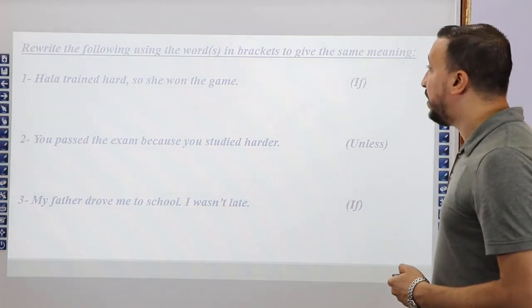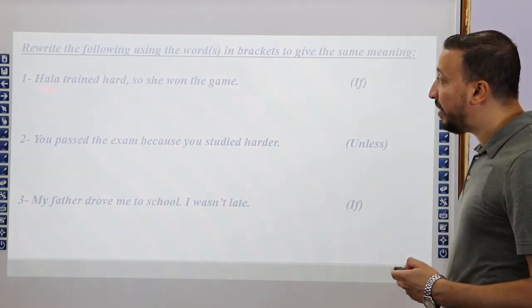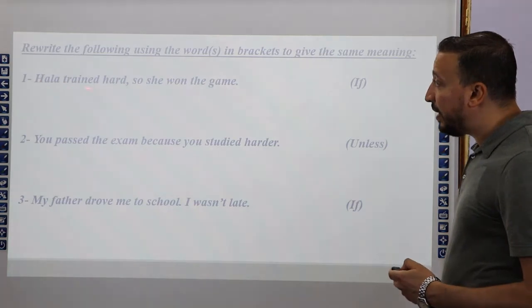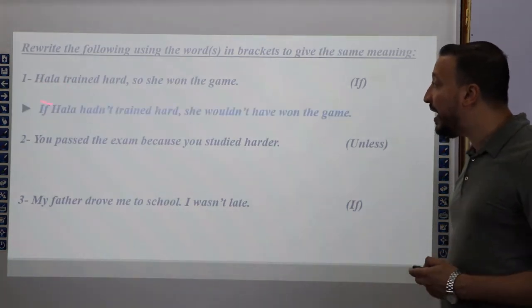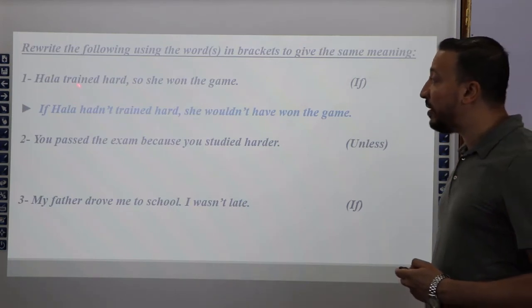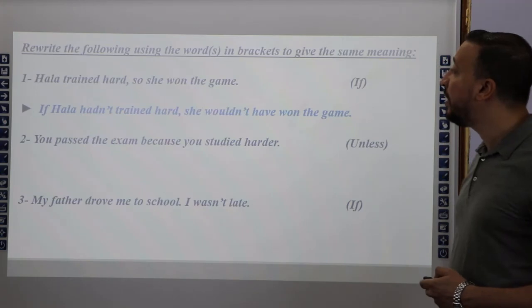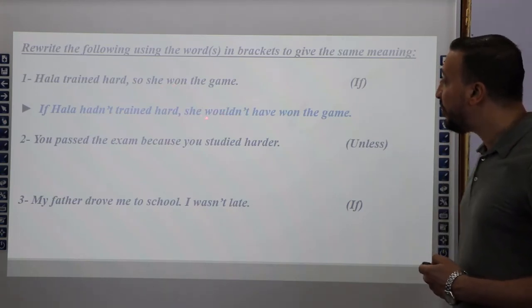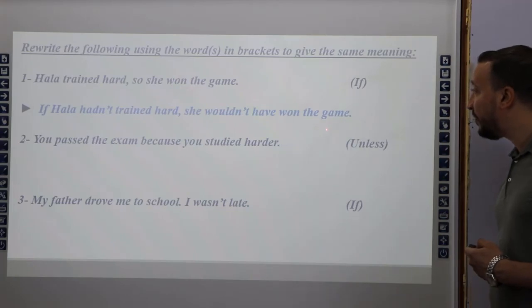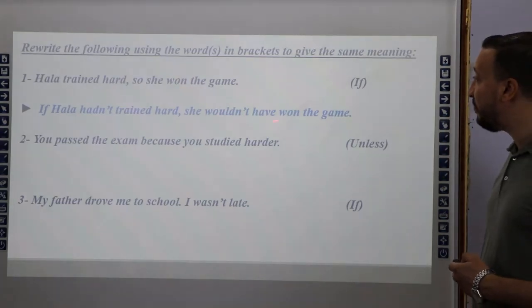طيب the first one، طبعا قلنا عندي هنا so يبقى we start with Hannah trained hard. يبقى الجملة تبقى if Hannah hadn't، هنا positive تبقى negative. If Hannah hadn't trained hard she، طبعا برضه هنا positive تبقى negative. She wouldn't have won the game. ما كانتش ايه؟ wouldn't have won.